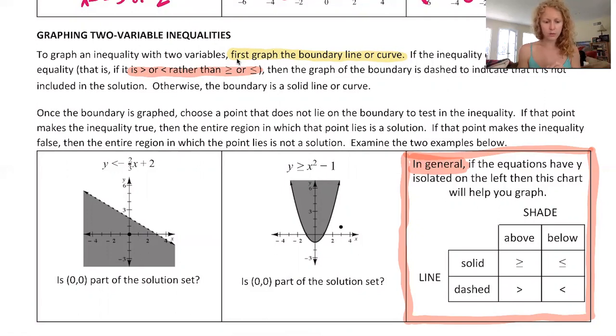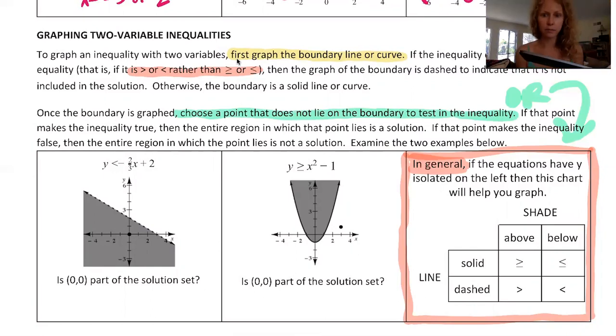Once the boundary's graphed, choose a point that doesn't lie on it to test. So you sort of have two choices. Like you can always test points to decide where to go and where to shade. You can also use this little thing here. If you've got them y equals, it generally is pretty solid about shading above or below. So this is just a super quick checking of testing, like over here.